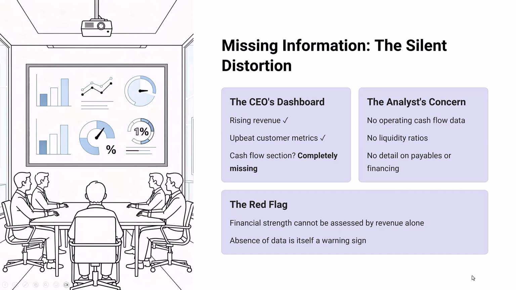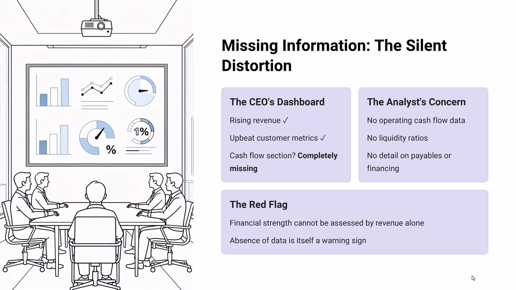Professionals encounter this same issue in more subtle forms. At a quarterly meeting, a CEO presents a sleek dashboard showing rising revenue and upbeat customer metrics with a confident headline, "We are financially stronger than ever." But a senior analyst noticed something odd. The cash flow section is missing entirely. No mention of operating cash flow, no liquidity ratios, no detail on payables or financing. The dashboard looks impressive, but it only tells part of the story.